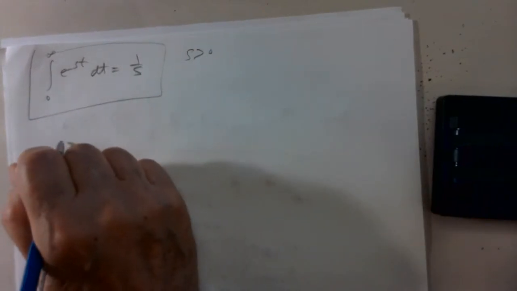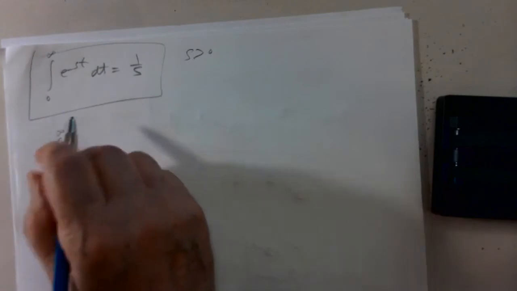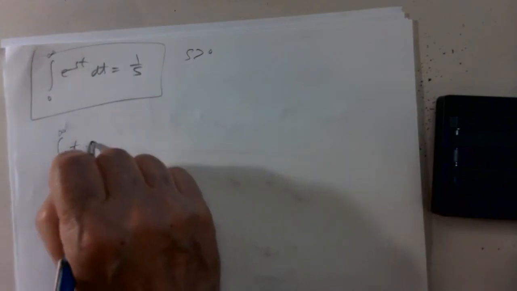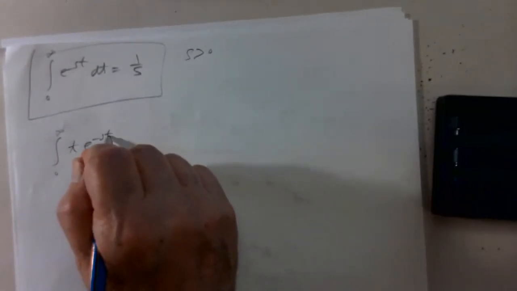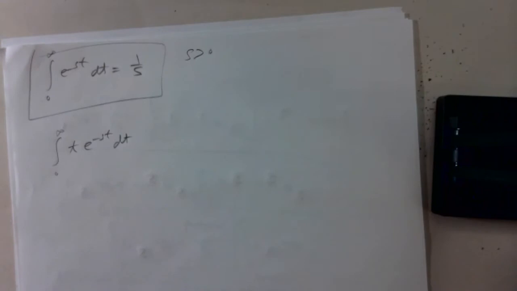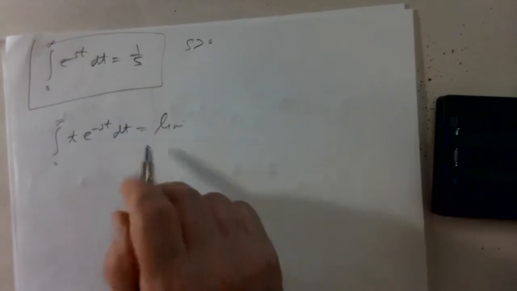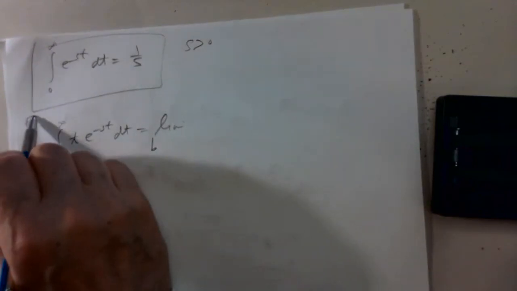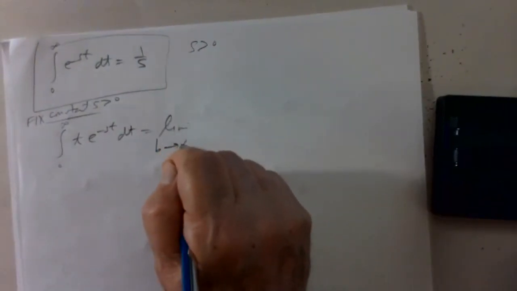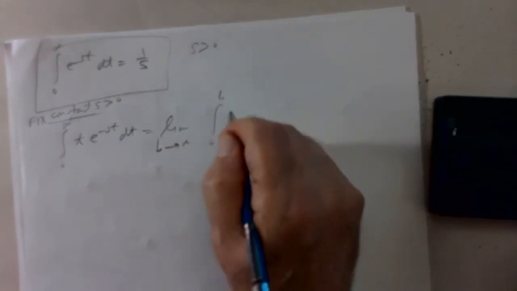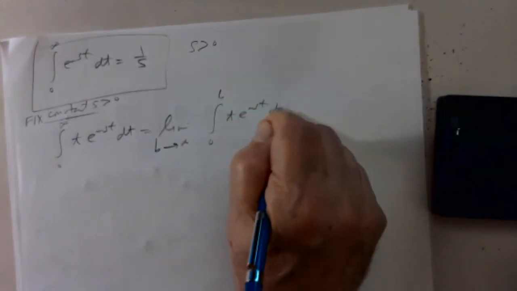Let's try another one. Suppose I take the integral from 0 to infinity of t e to the minus st dt, where s is just some constant. So this is the limit. Let's fix a constant s greater than 0. The limit as b goes to infinity of the integral from 0 to b of t e to the minus st dt.